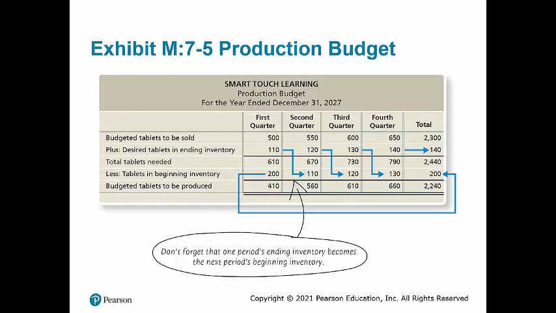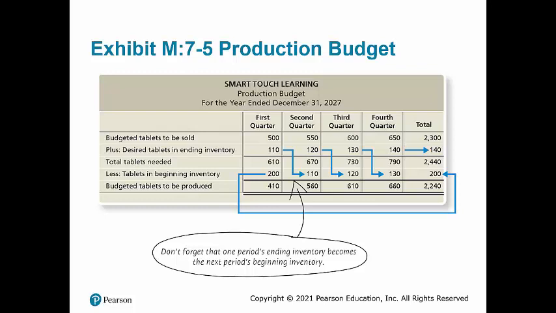Now we subtract that beginning inventory from total tablets needed to get the number of tablets to be produced. So for the first quarter, we would need to produce 410 tablets. 610 minus 200 is 410. We would do that for the second, third, and fourth quarters.